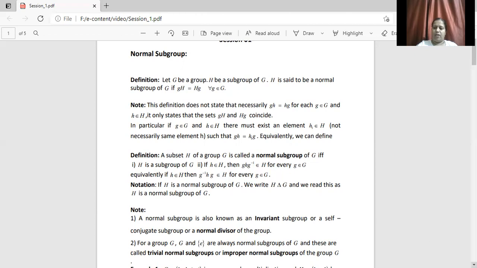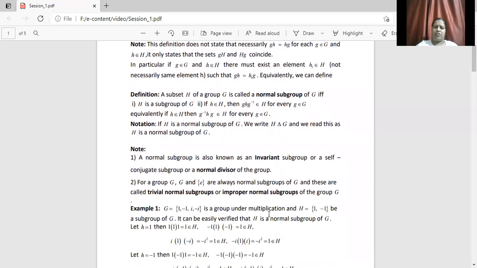Next we have note here. First note, a normal subgroup is also known as an invariant subgroup or a self-conjugate subgroup or a normal divisor of the group. That means these are the different names for normal subgroup. We can also call it an invariant subgroup of the group G, or we can say it is a self-conjugate subgroup or a normal divisor of the group.